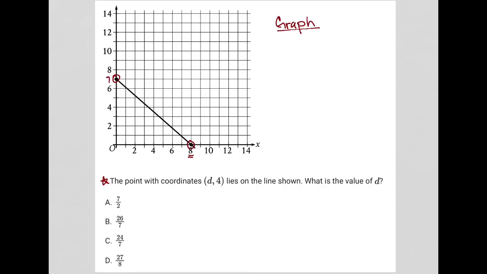The question says the point with coordinates d comma 4, which in essence means x equals d and y equals 4, lies on the line shown. What is the value of d?